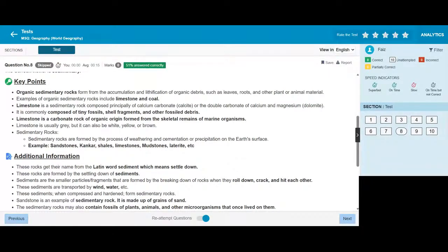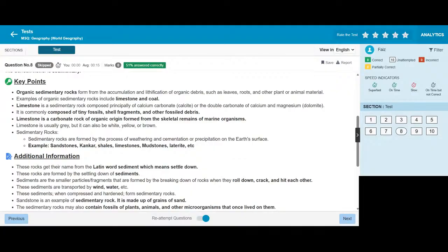Limestone is a sedimentary rock composed principally of calcium carbonate, or the double carbonate of calcium and magnesium, dolomite. It is commonly composed of tiny fossil shell fragments and other fossil debris. Limestone is a carbonate rock of organic origin formed from skeletal remains of marine organisms. Limestone is usually grey, but it can also be white, yellow, or brown.